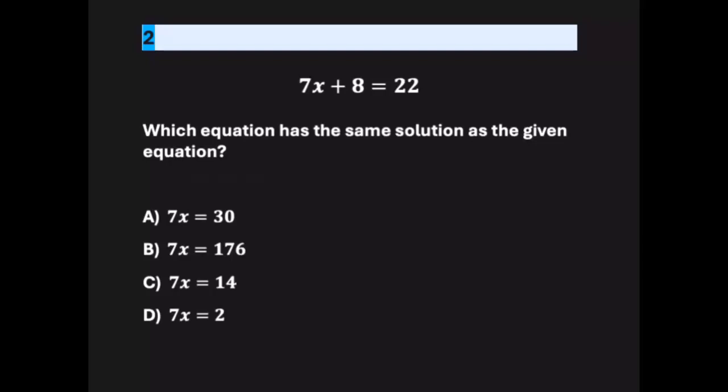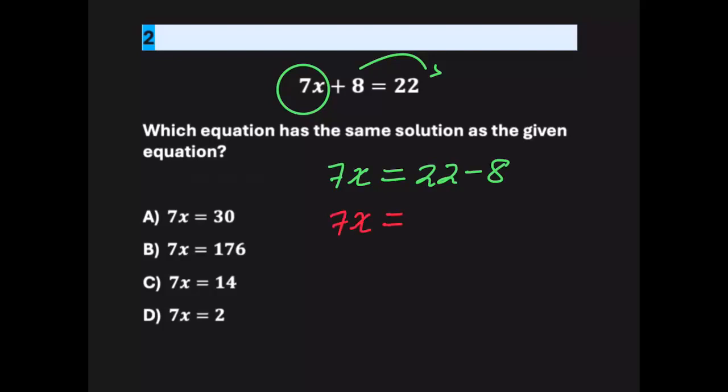For question 2, sometimes looking at the multiple choice gives you clear understanding about what they are looking for. So for this question, based on the multiple choice, you know that they are looking for the value of 7x. Therefore, we're going to take this one over to the right side, and we have 7x is equal 22 minus 8. Therefore, 7x is equal 22 minus 8 is 14. And the answer is right here. Let's move on to question 3.